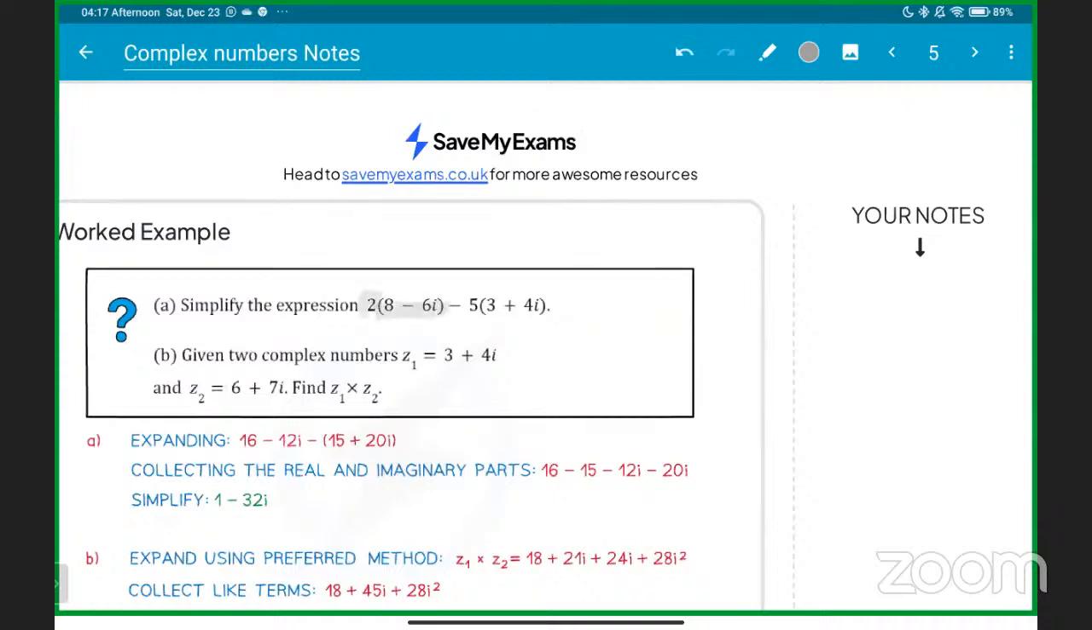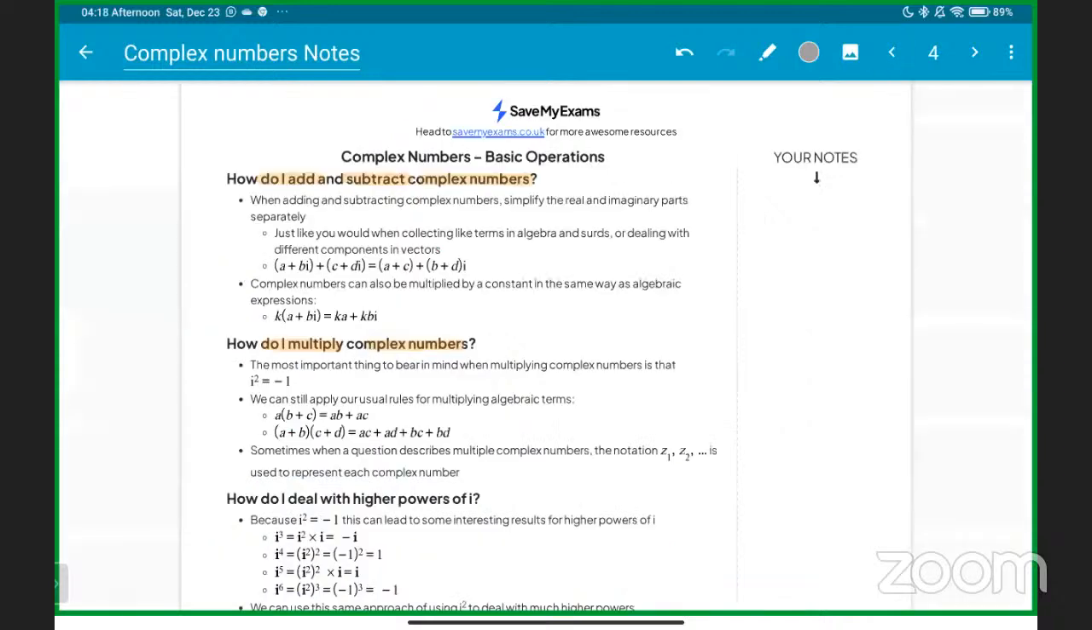This is one complex number. This is the other complex number, right, students? You have to simplify the expression. So the real part will be added together and the imaginary part will be added. Everyone got this, right?